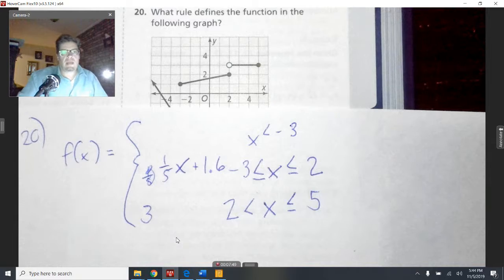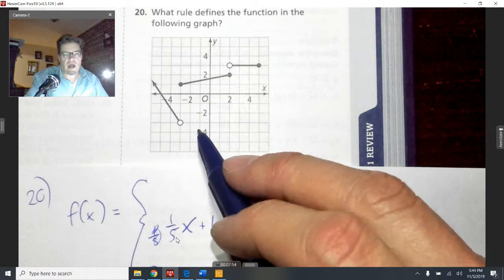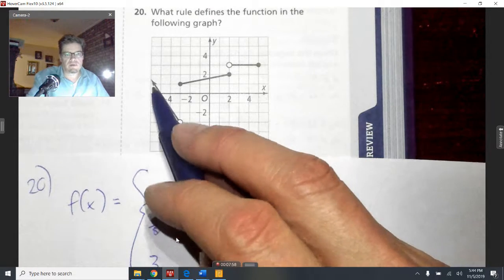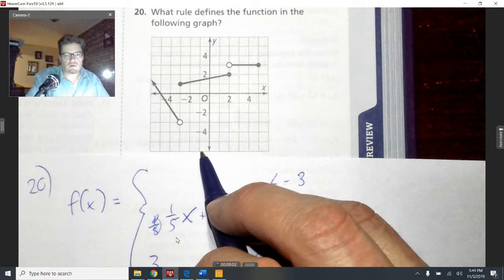And then this one actually kind of goes below the graph, so I'm going to have to estimate how far below. The slope here is down 3 over 2, down 3 over 2.